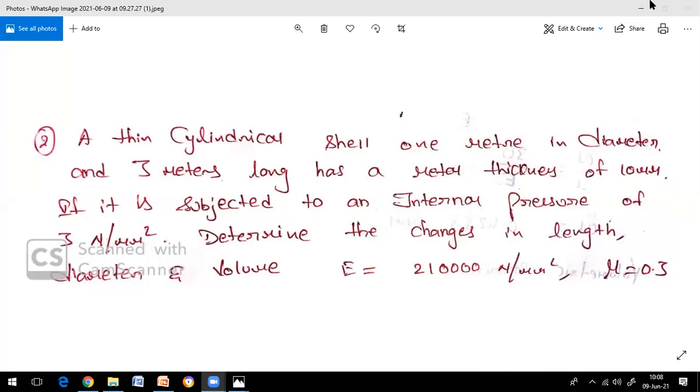What formulas should we use? Strain formulas. It is very simple. You have to use the strain formulas to calculate this, isn't it? So let's use them and let's do the problem. Let's write down the given data. You can do it parallelly along with me.